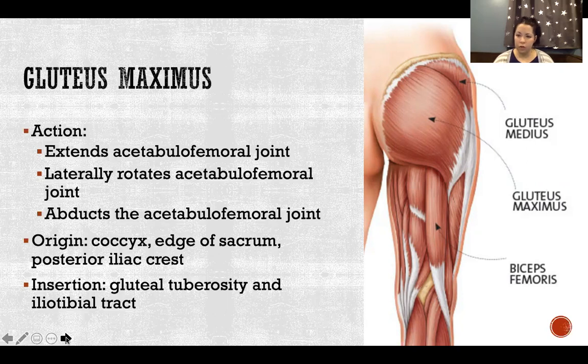When the origin and insertion get closer together as the muscle shortens, then clearly we're going to get extension of the hip. So if we're in flexion, it's going to shorten and pull us into extension. It'll also laterally rotate the hip because of the angle of those fibers in a lateral direction. And it also abducts the acetabulofemoral joint. Those more upper fibers that are more on top of the joint, when they shorten, will cause the joint to abduct.